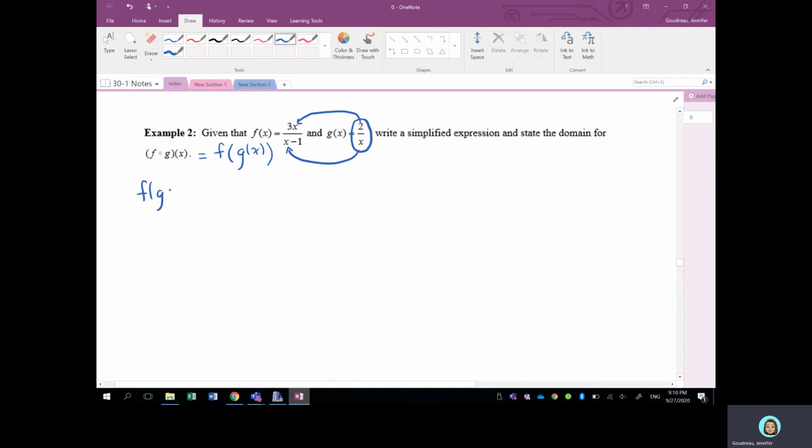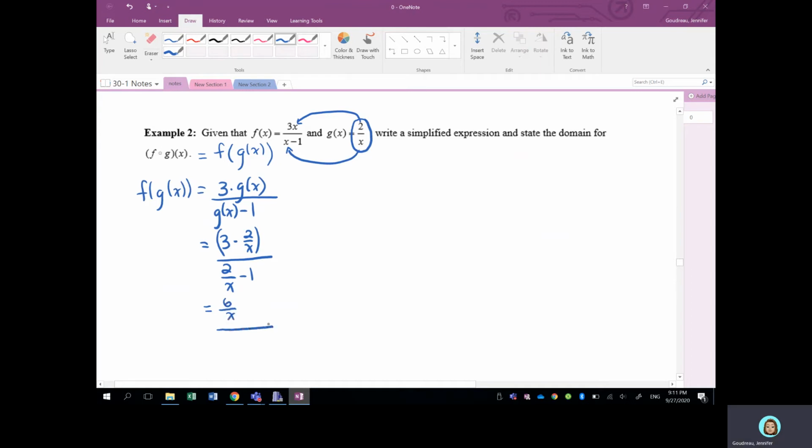So f at g at x, instead of 3x, 3 times g at x, and instead of x minus 1, g at x minus 1. The equation for g at x is 2 over x, so 3 times 2 over x in the numerator, and in the denominator, 2 over x minus 1. Okay, we want a simplified expression here. So in the numerator, we can clean this up. This would become 6 over x.